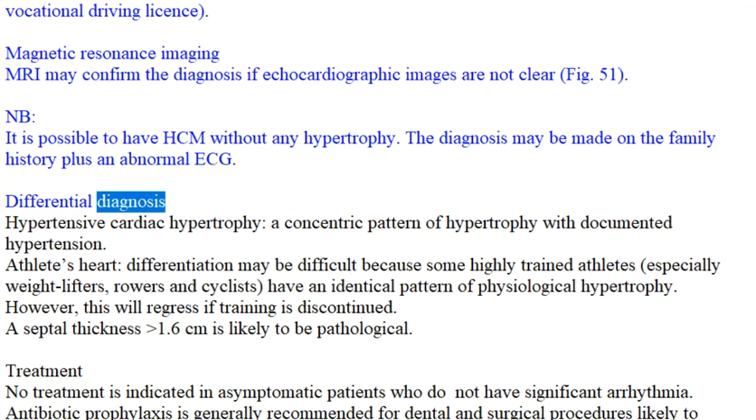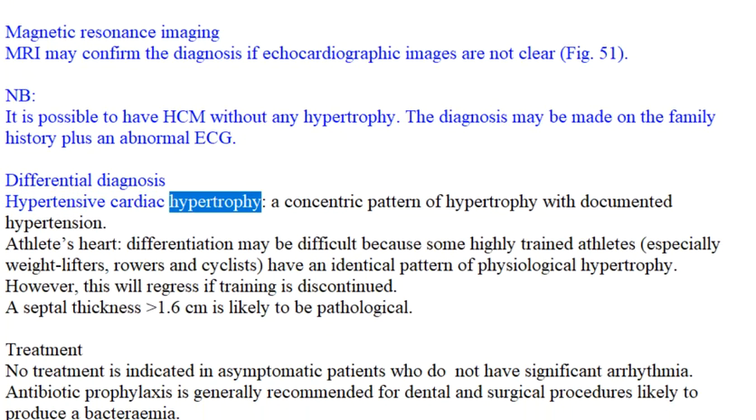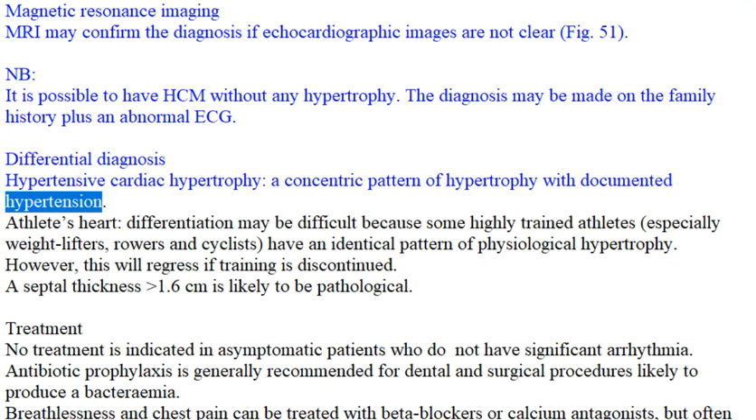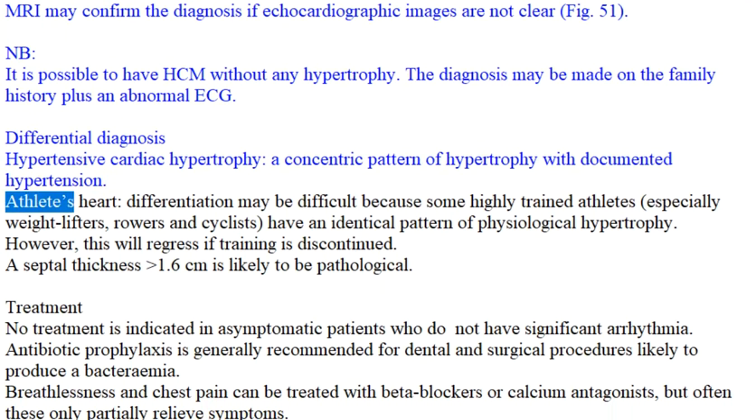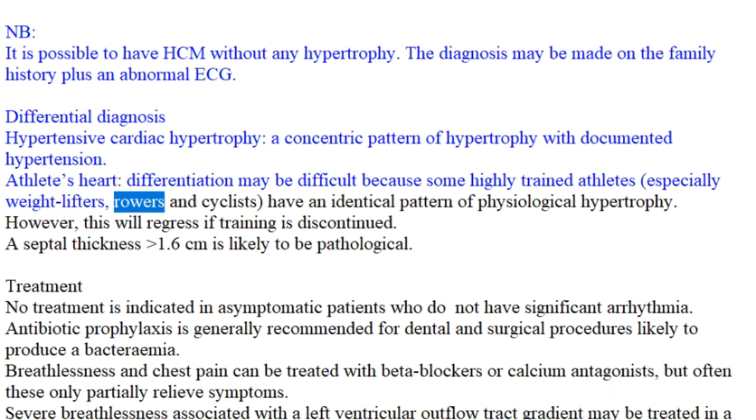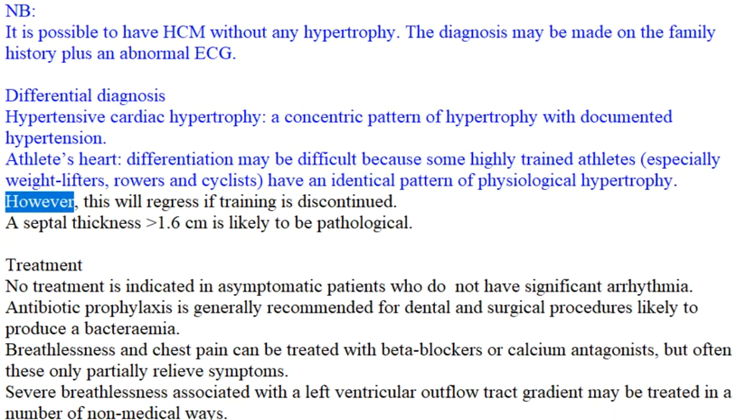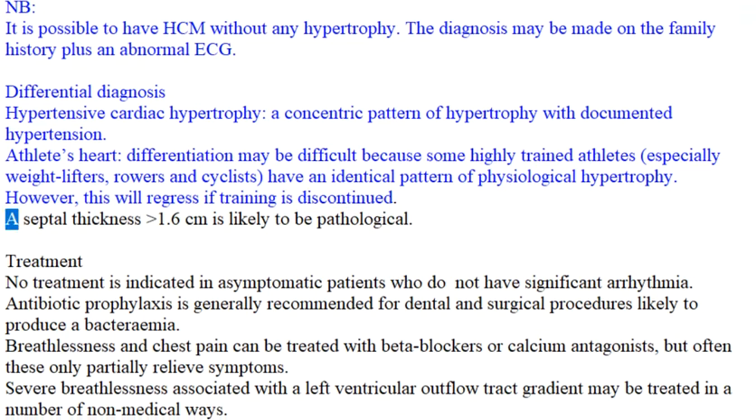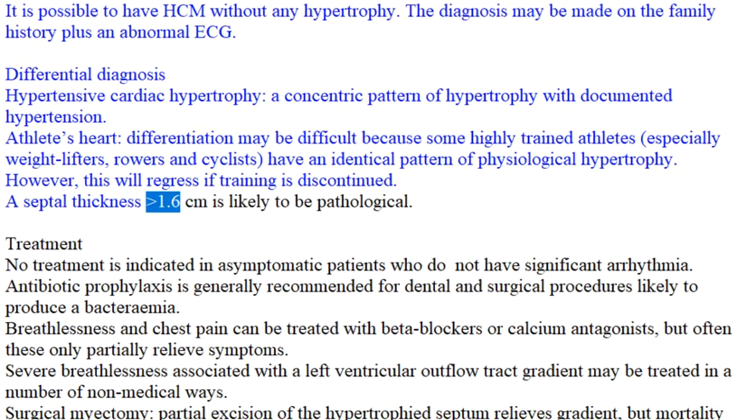Differential diagnosis. Hypertensive cardiac hypertrophy, a concentric pattern of hypertrophy with documented hypertension. Athlete's heart. Differentiation may be difficult because some highly trained athletes, especially weightlifters, rowers, and cyclists, have an identical pattern of physiological hypertrophy. However, this will regress if training is discontinued. A septal thickness greater than 1.6 cm is likely to be pathological.